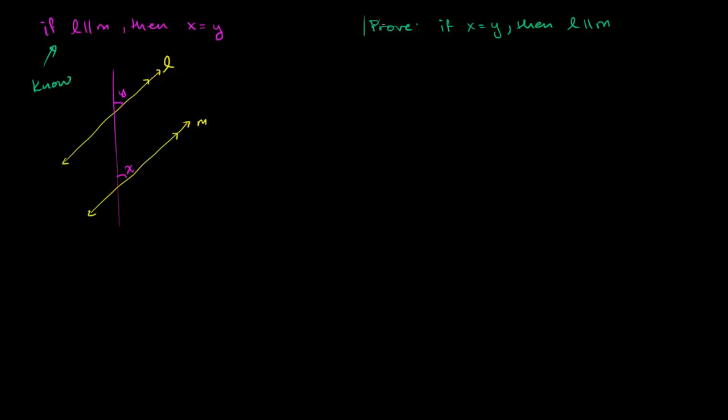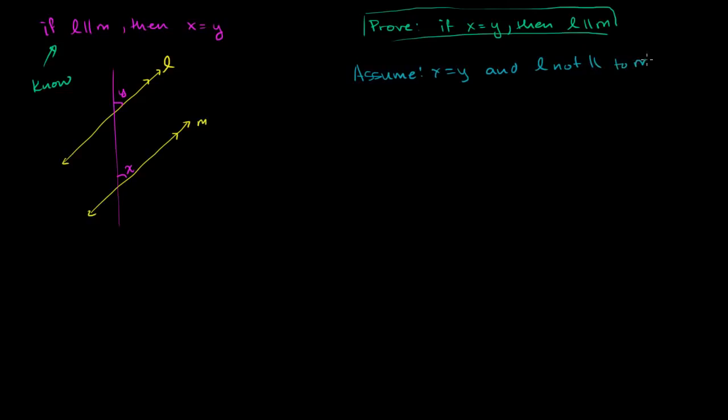So let's put this aside right here. This is our goal. I'm going to assume that this isn't true. So I'm going to assume that x is equal to y, and L is not parallel to M. So let's think about what type of a reality that would create. If L and M are not parallel, and they're different lines, then they're going to intersect at some point.